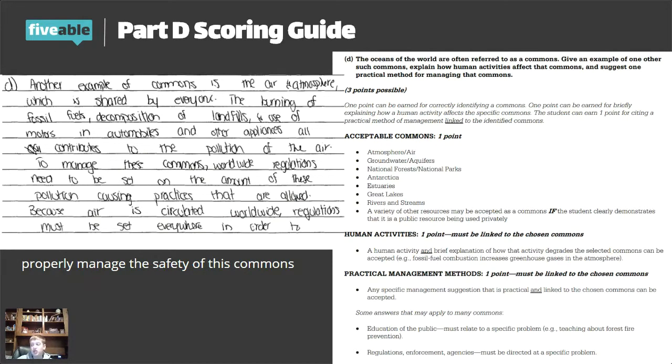Education of the public must relate to a specific problem, and regulations must be directed at a specific problem. So this person said we could use worldwide regulations to set the amount of these pollution-causing practices that are allowed. Because air is circulated worldwide, regulations must be set everywhere in order to properly manage the commons. So the last sentence is kind of a general conclusion, but what we need to focus on right now is, should we give the point to "need to be set on the amount of pollution-causing practices that are allowed."